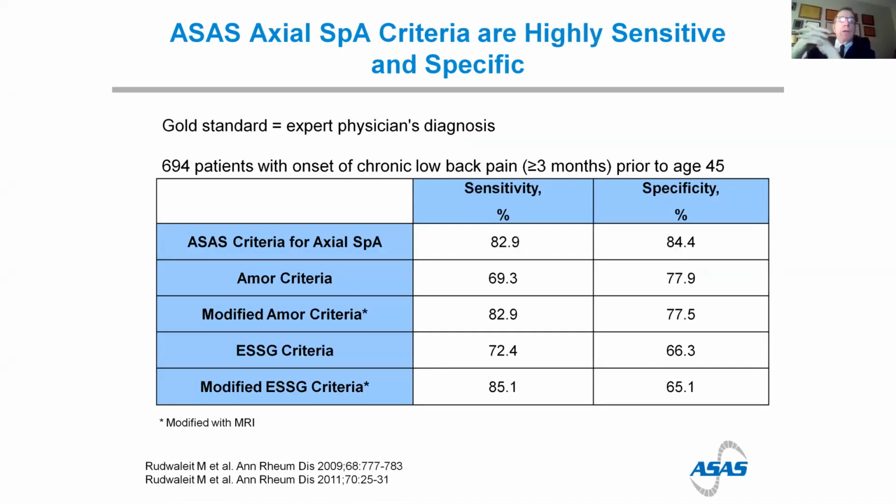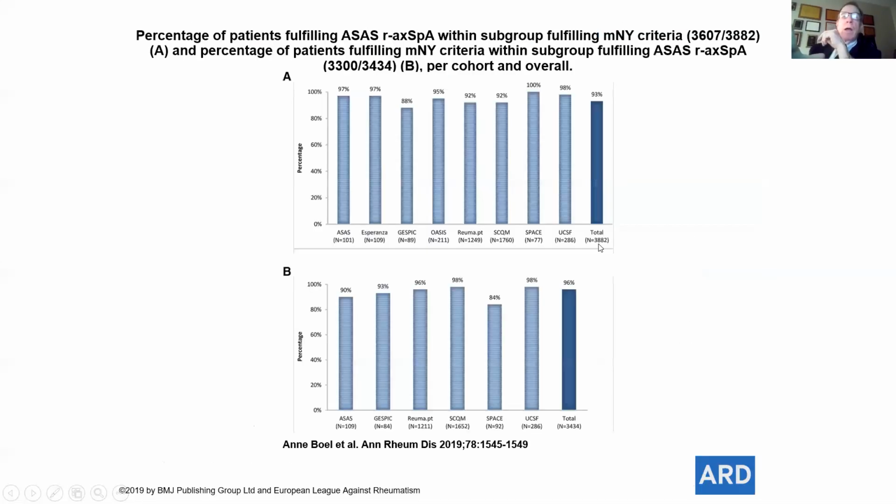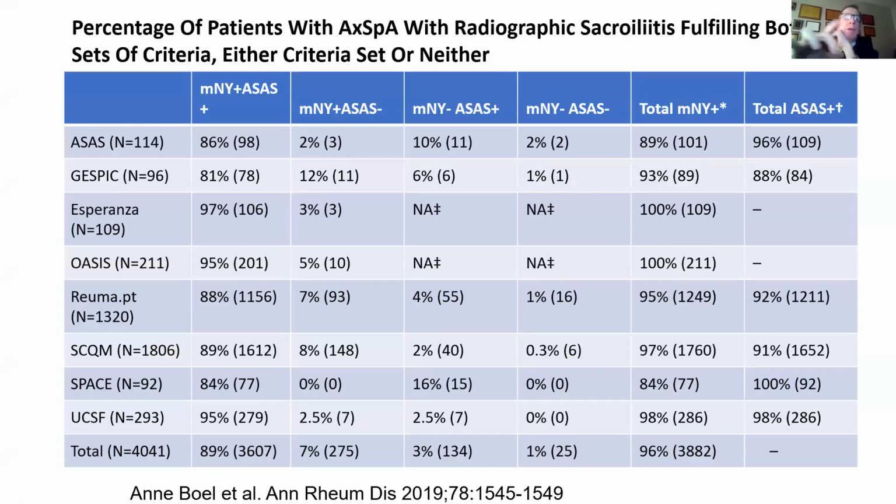Now, if we compare the various criteria that are out there, modified ESSG, modified ESG, this is taking into account a positive MRI, and the OSIS criteria, we find that the OSIS criteria do perform pretty well. This is a recently published study by Boel et al. That included patients from the US, from the UCSF cohort, part of SOAS, and the other groups that are largely going to be coming from Europe. And we see that actually looking at the patients fulfilling modified New York criteria or OSIS criteria, they perform pretty similarly. This is also underscored here.